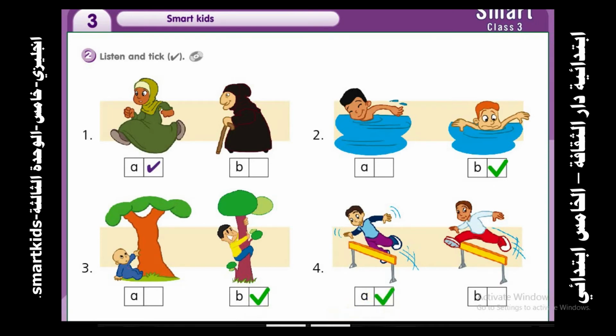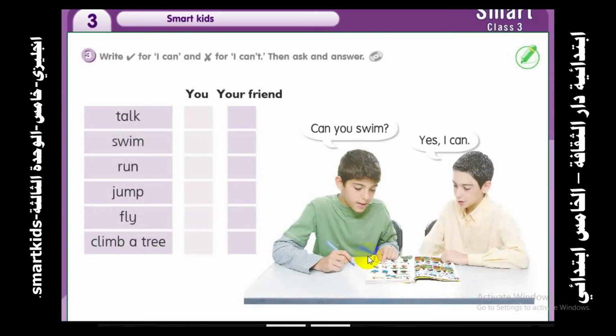Okay, go to the next activity here, activity 3, put a tick about you and your friend. And here we have the verbs of actions that we talked about, children. Let's read them together. Talk, swim, run, jump, fly, climb a tree.